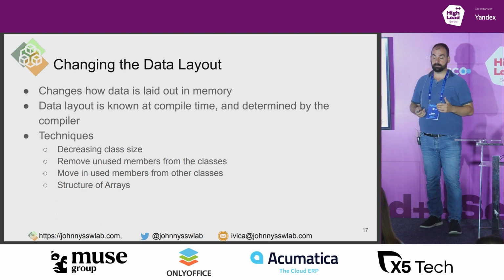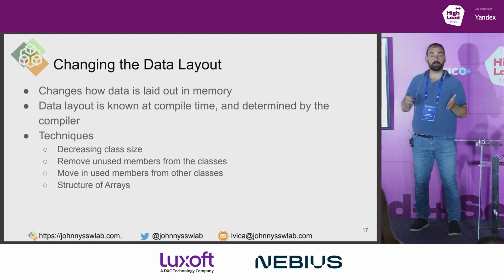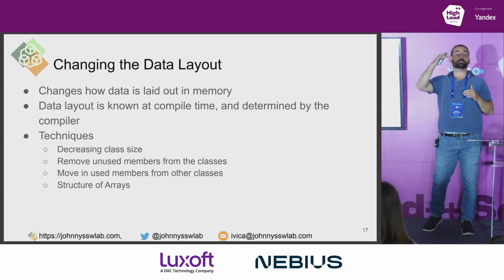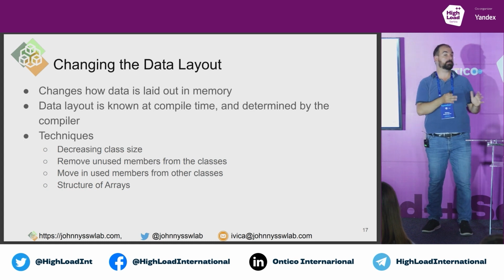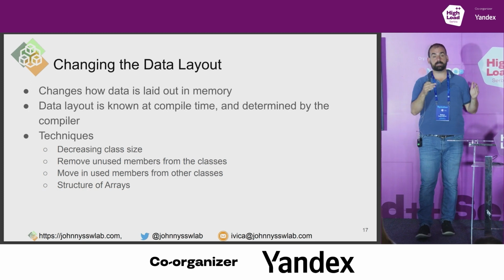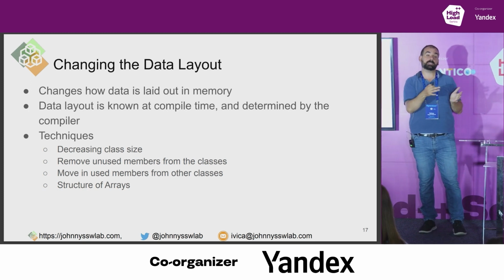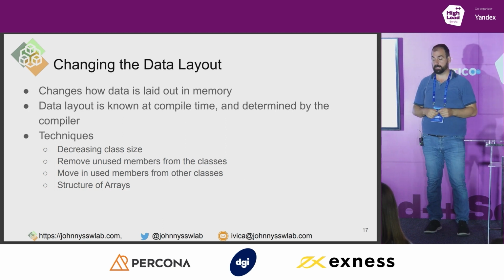What are the techniques? If we have large classes, we should make them smaller. If we have classes that have some unused members. So we have our hot loop, which is important. We want to optimize it for speed. It accesses data members in some classes, but it doesn't access some other data members. If we remove those data members, we will make it faster.